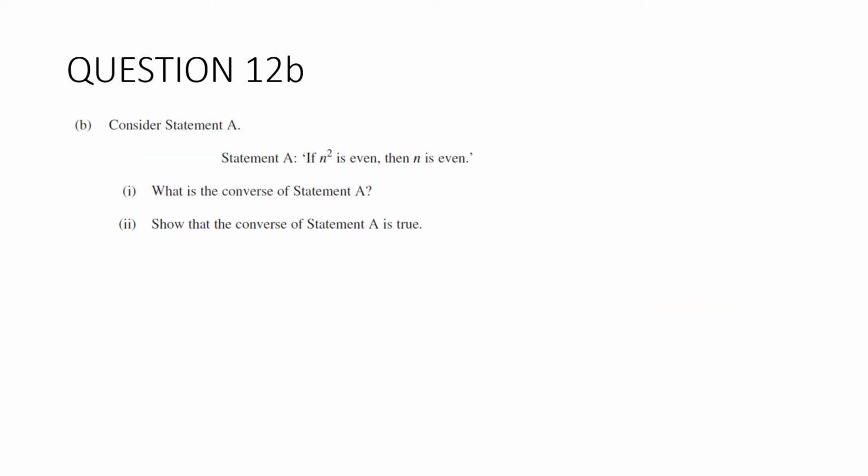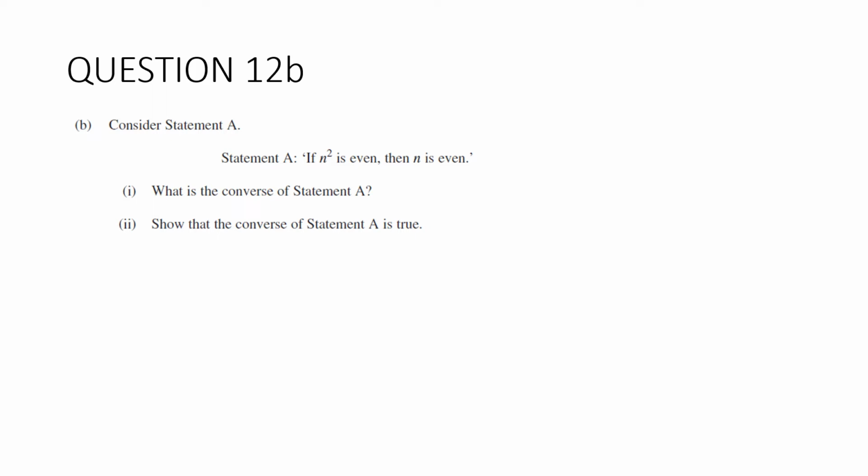12b. Consider statement A. If n squared is even, then n is even. Part 1. What is the converse of statement A? So remember, here's the premise and here's the consequence. We just want to switch them around. So the converse is going to be: if n is even, then n squared is even. And then part 2, show that the converse of statement A is true.